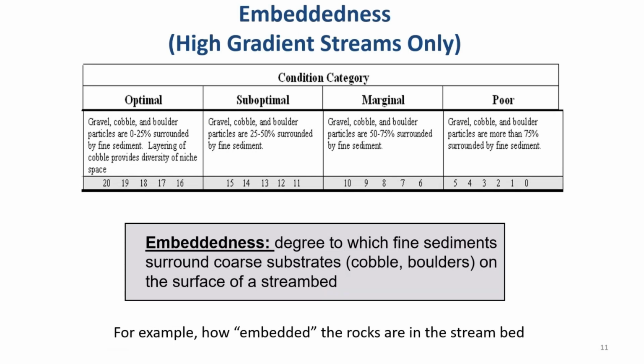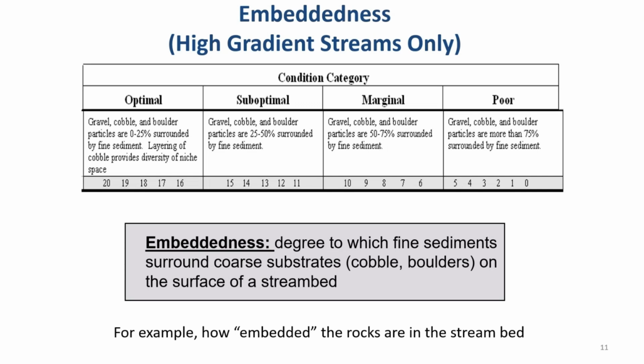So question 2 is embeddedness. This talks about the degree to which fine sediments surround the coarse substrates, so how those cobbles and boulders are embedded into the stream. Aaron likes to say it's like peanut butter around them. Think about how hard it is to pick up that rock. Are you disturbing a lot of sediment as you're picking it up? If it's an optimal stream, those rocks are only going to be surrounded by 0 to 25% of fine sediment.